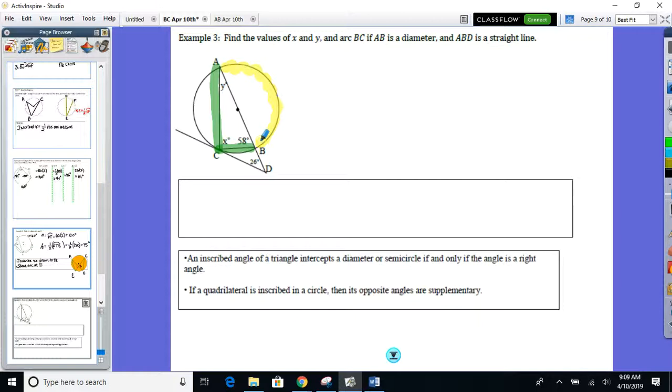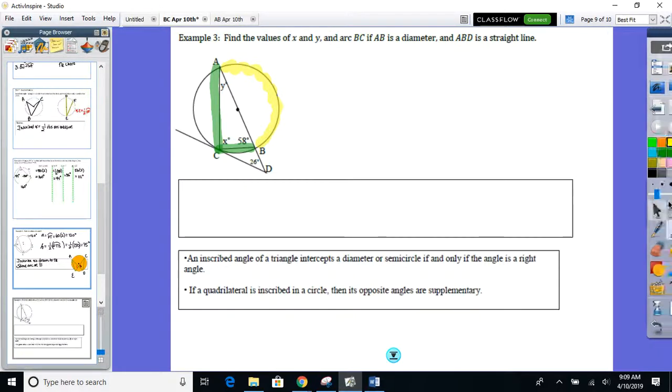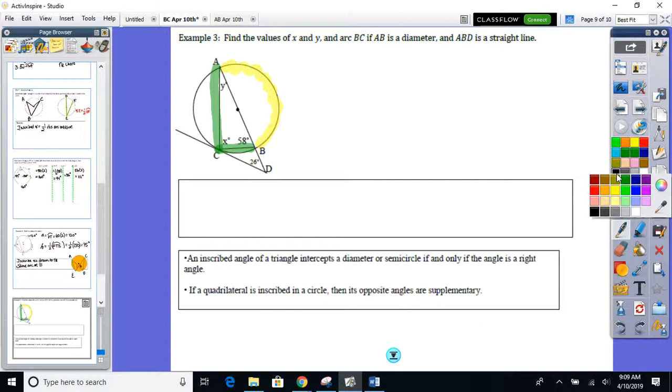Okay, but I didn't label it for you. I didn't tell you the measure because I didn't need to. What is AB in the diagram? A diameter, so this arc is called a semicircle. What is the measure? 180. Okay, it's 180 degrees. I didn't need to throw that on the diagram.